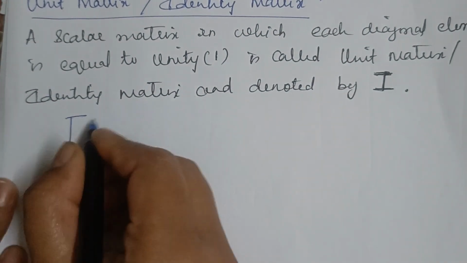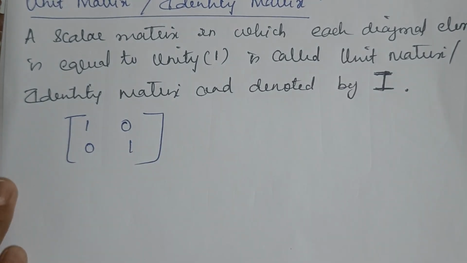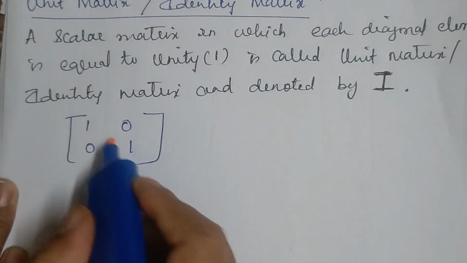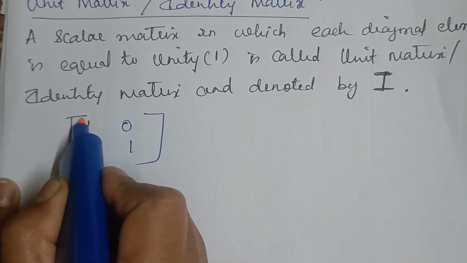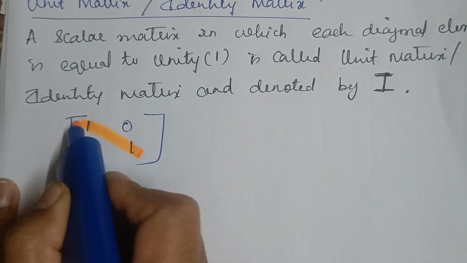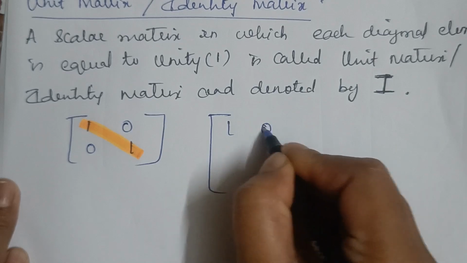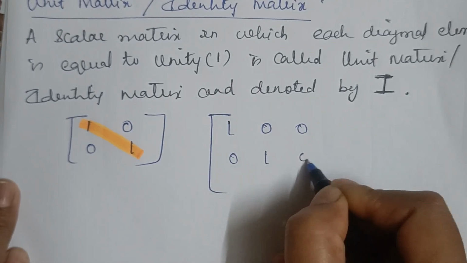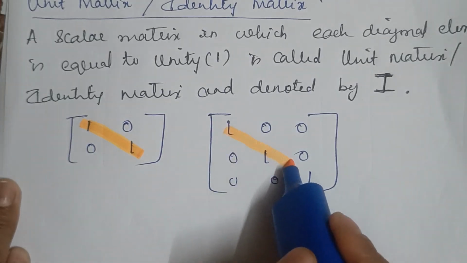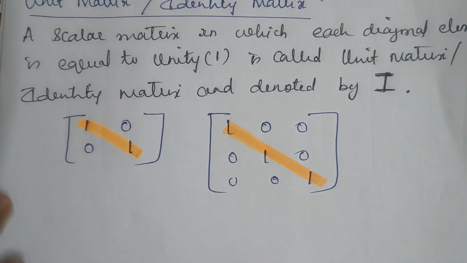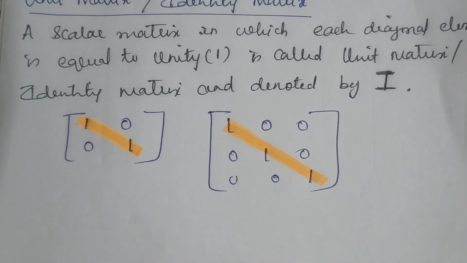For example, I'll take a 2 by 2 matrix 1 0 0 1. Here you can see this is a scalar matrix, and the principal diagonal elements are unity, or 1. I can take a 3 by 3 as well. Here you can see the principal diagonal elements are all 1. So this is called as what? Identity matrix or unit matrix.